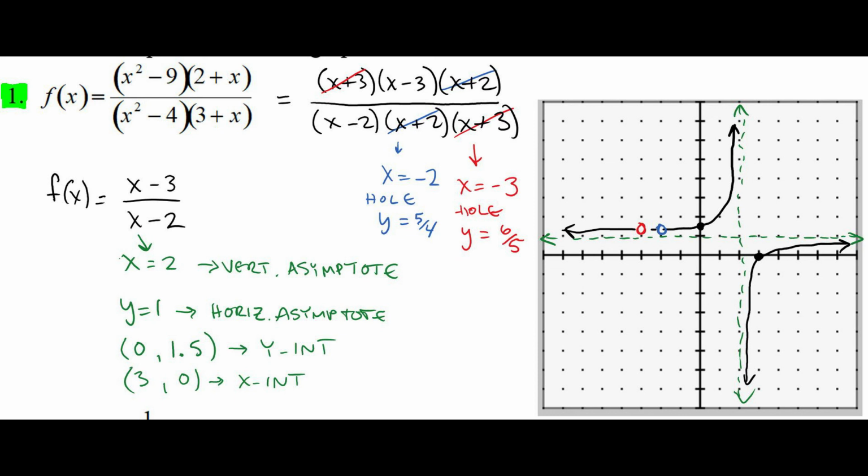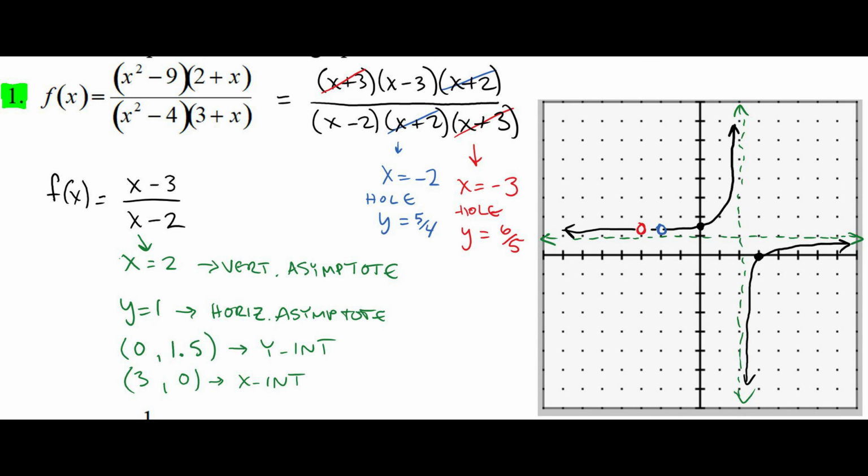And then for our y-intercept, you plug in 0 for your x's, and you get negative 3 over negative 2, which reduces to 1.5. So that's going to cross the y-axis at 1.5, so I put that dot on my graph. And then for my x-intercept, I just ask what makes the top of this 0, which is 3, since 3 minus 3 would be 0. So that's where it's going to cross the x-axis. I take all of this information, put my asymptotes and my intercepts and my 2 holes on my graph, and this is the graph you should end up with.